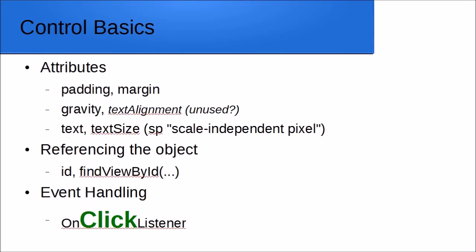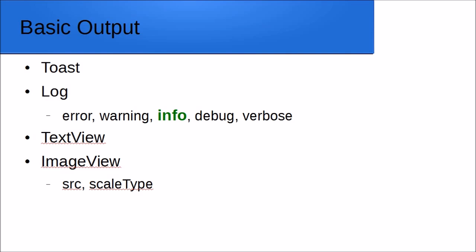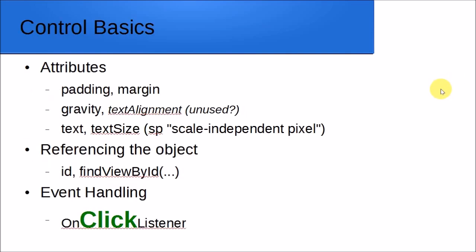Hello, for this section, I'll talk about the basics of using controls as well as some of the basic output controls. For the controls, I'm using a button in this example, but these attributes like padding, margin, gravity, and text size apply to virtually all the controls. I'll demonstrate these attributes on the button control.